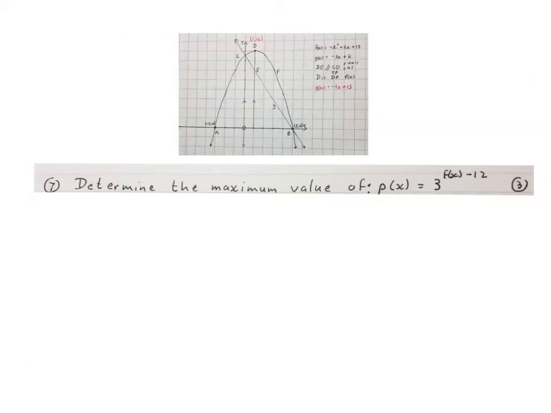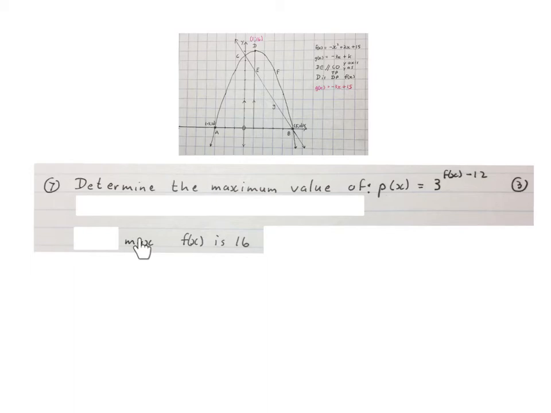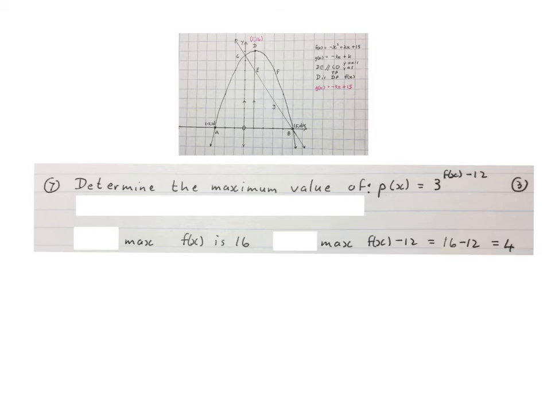The next question is a level 4 question. It says here, determine the maximum value of p of x, a new graph. And now they put a 3 here as a base. There's a little piece of f of x that we have over here, minus 12. The maximum value of f of x is 16. That's the y of that turning point, it doesn't go any higher. So the maximum of f of x minus 12, I take that 16 minus 12 is 4. So the biggest number I can now get is 4 so far.